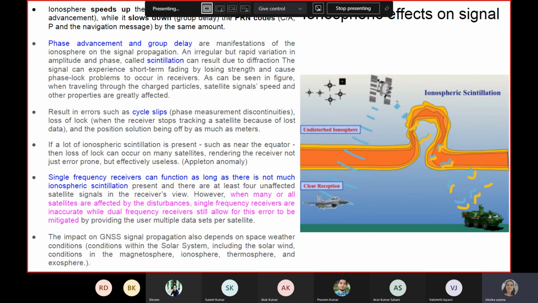An irregular but rapid variation in the amplitude and phase is called scintillation, as you can see in the figure on the right hand side. So a disturbed or highly variant ionosphere will cause some scintillation. This can result due to diffraction. The signal can experience short-term fading by losing strength and cause phase lock problems in the receiver. So phase lock problems, strength loss, and fading are the ways scintillations affect the signal.